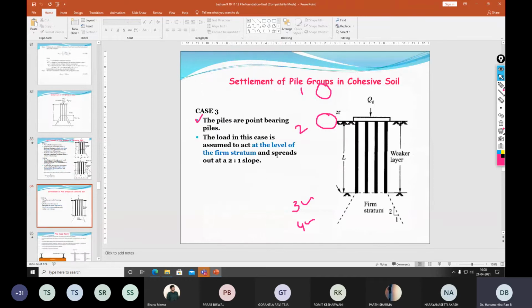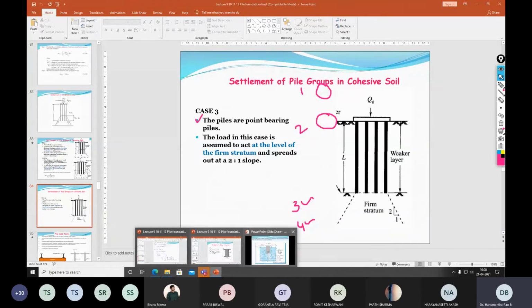Similarly, in case 3, the entire pile length is embedded in a weak soil layer, but the pile tip is resting on the firm stratum. So therefore we will ignore the total length and assume the equivalent footing right at the pile tip.